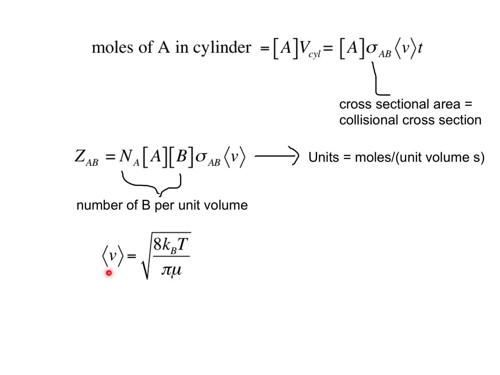Recall that the average relative velocity between molecules comes from the Maxwell-Boltzmann distribution and is given by the square root of 8 times the Boltzmann constant times temperature divided by pi times the reduced mass between the two molecules. Recall that the reduced mass is equal to the product of the masses divided by the sum of the masses.